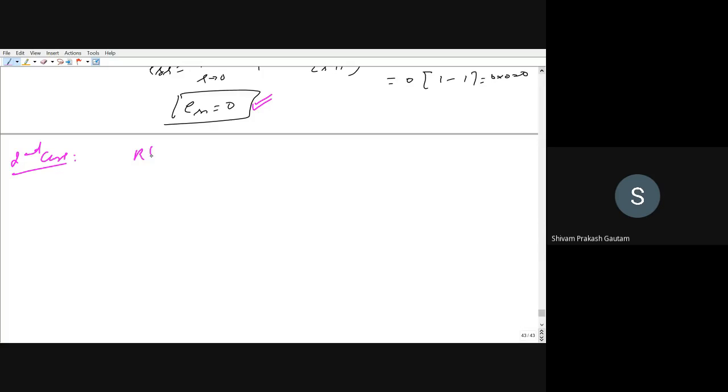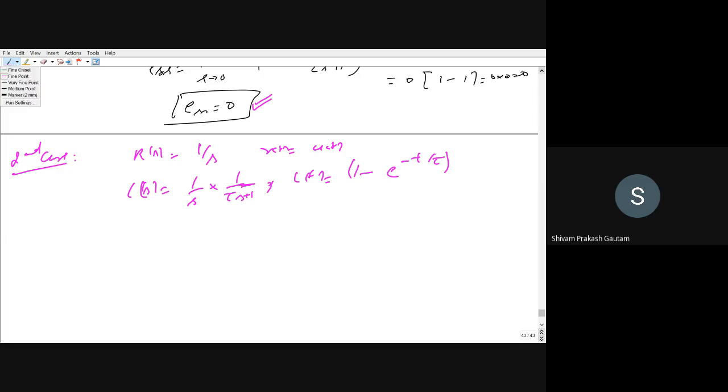Now R(s) will be equal to 1 by s, r(t) will be equal to u(t). Our C(s) will be equal to how much? 1 upon s multiplied by 1 upon tau s plus 1. This is our C(s), and c(t) will be equal to 1 minus e to the power minus t by tau. Right. So first we will calculate in the time domain.